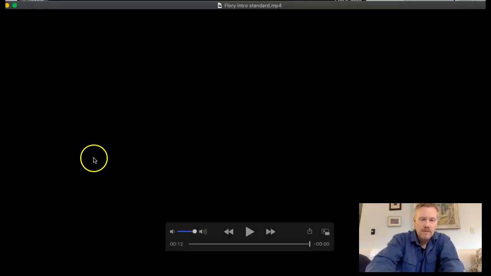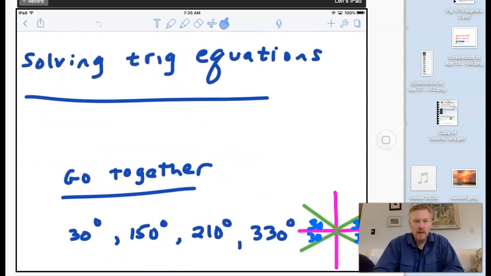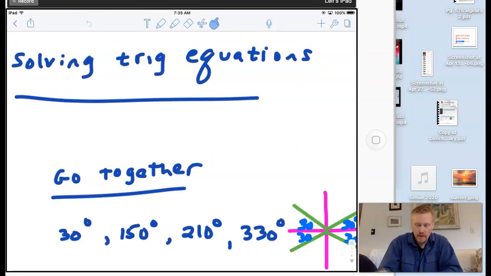Okay, good morning. Today, for pre-calculus, we're going to be looking at solving trig equations. So, I want to take a minute to go over how some of these reference angles work just one more time. There's a group of angles that kind of go together here.